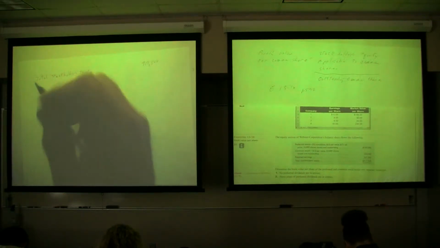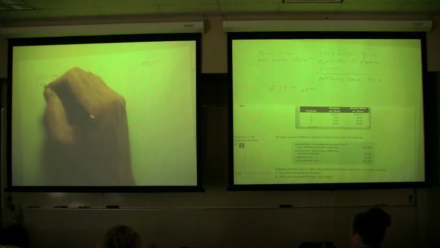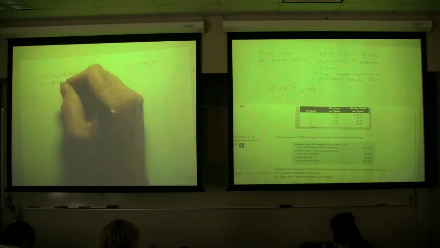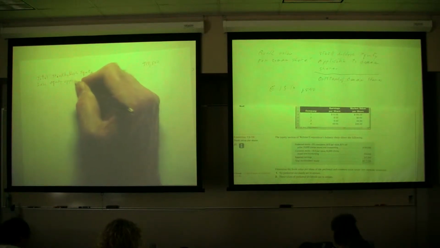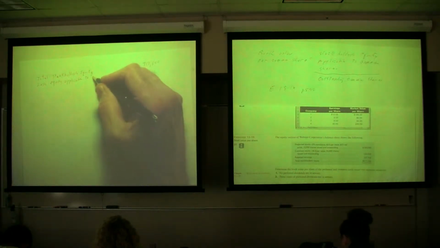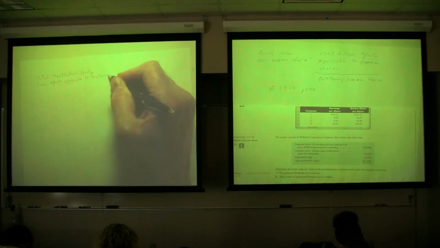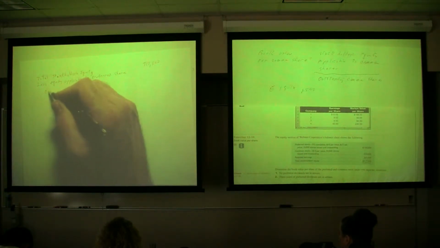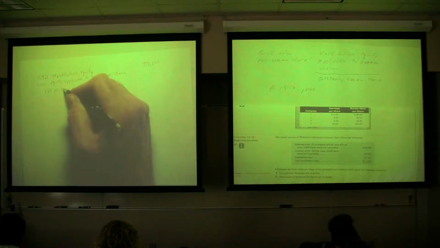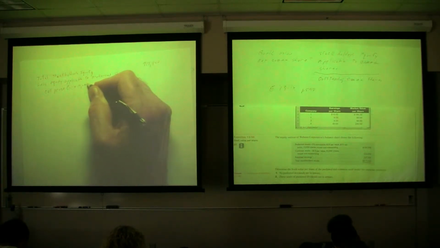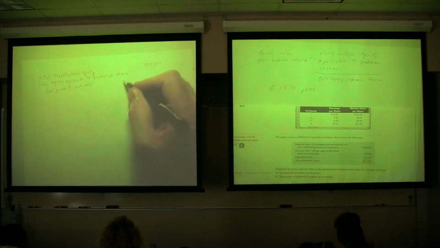Less equity applicable to preferred shares. Okay, so you got the call price, and that's $15 times 10,000 shares. That comes to 150,000.